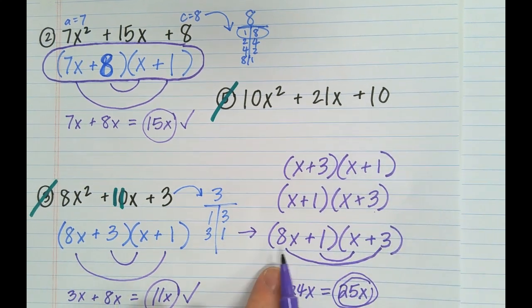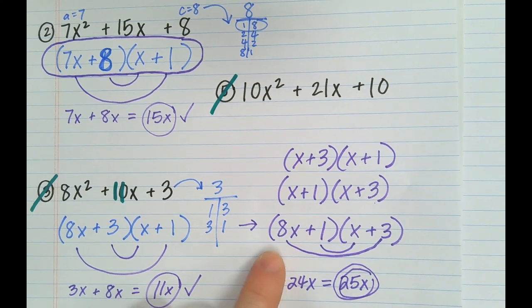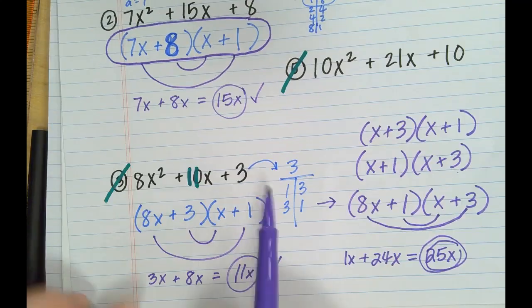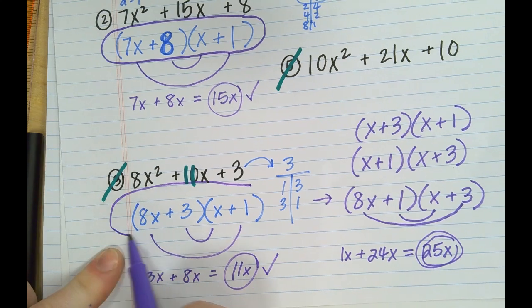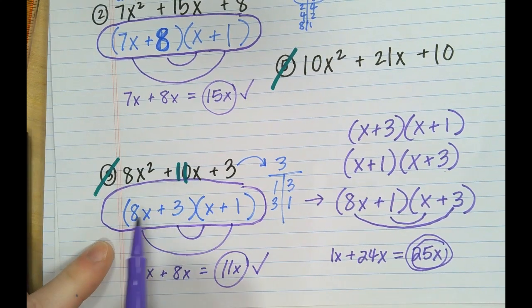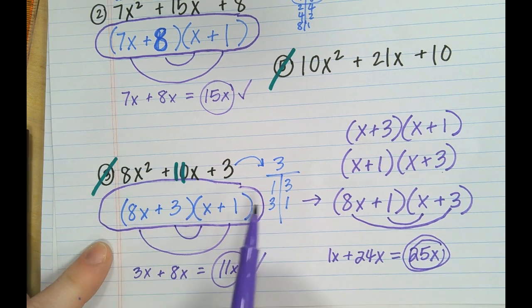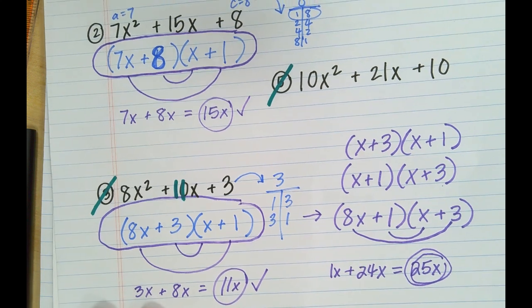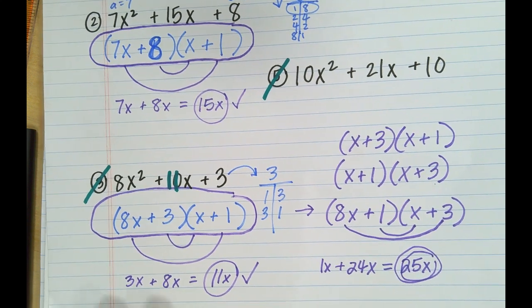Okay. So if you have a leading coefficient here that is not 1, we always want to do a little extra double checking and making sure that our answer is correct. So for number 3, if you switch your middle term to 11x, this is our answer. 8x plus 3 times x plus 1. That's our final factored form. Any other questions or comments about number 3?